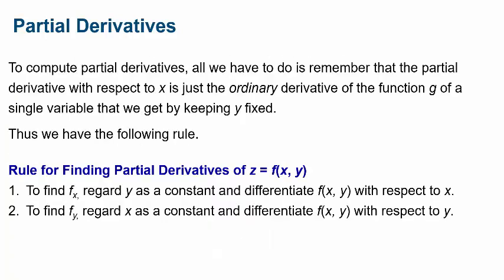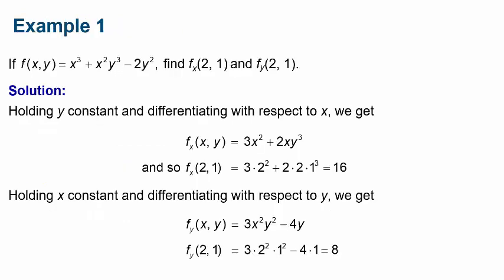And the same thing here. If you want to find the partial derivative of f with respect to y, you're just going to keep x as a constant and differentiate this function with respect to y. That's it. Whatever partial derivative you're finding, just hold the other variable constant. That's the key thing to remember here.